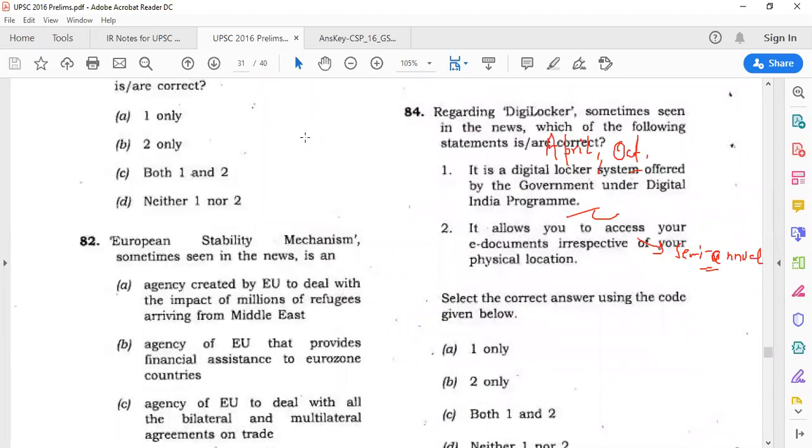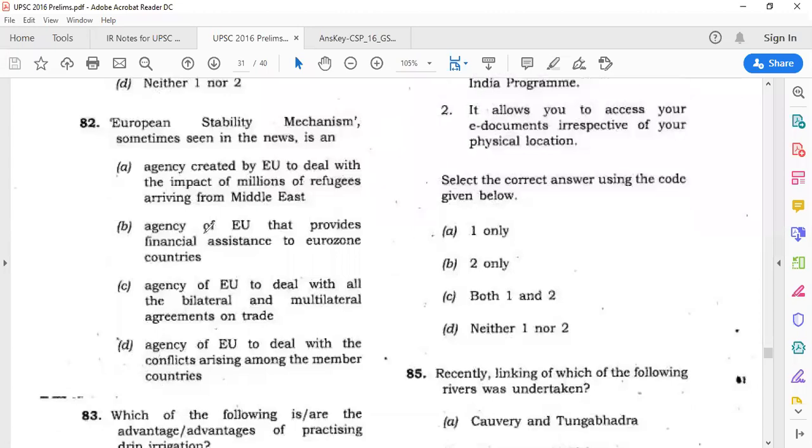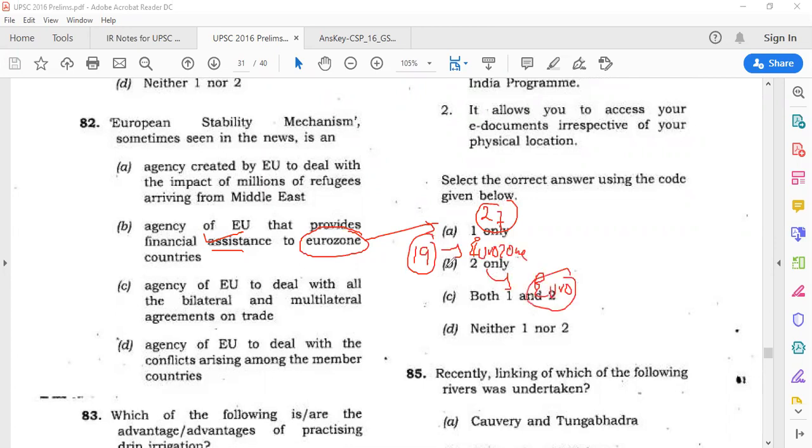So European Stability Mechanism, it was the question in 2016, and the answer is B here. It is an agency of EU that provides financial assistance to Eurozone countries. So what happens? Out of 27 European Union countries, 19 are Eurozone countries. Now, what are these Eurozone countries? They have accepted Euro as their currency. Right, so these are 19 Eurozone countries.